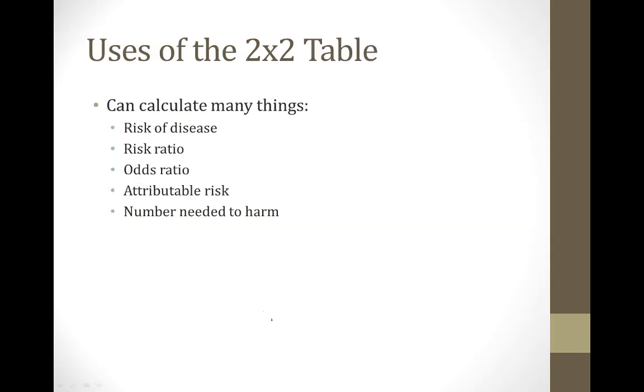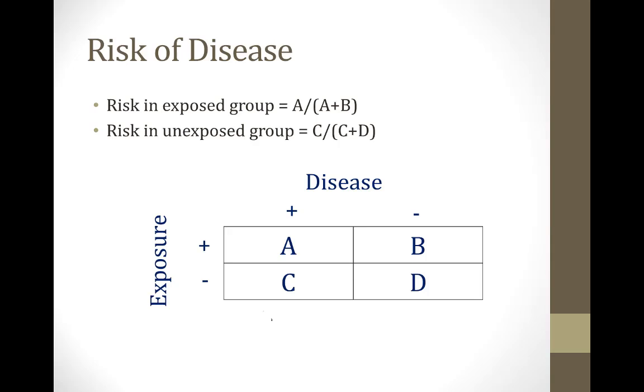Once you fill in the 2 by 2 table with the results of your study, you can use it to calculate many things. You can calculate the risk of disease, something called the risk ratio, and something called the odds ratio. You can calculate an attributable risk and a number needed to harm. And the ability to calculate all these things is very high yield for your boards. In the rest of this module, we're going to go over how to estimate these things from a 2 by 2 table.